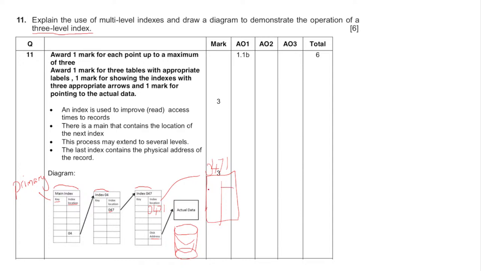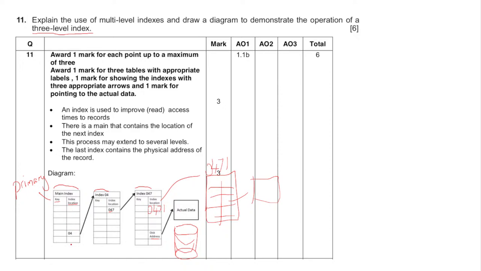And again, you'd have two columns in there, and it would point to disk address, and you'd have your final data, okay? It's really not that bad. All you have to do is remember what the table structure looks like. Main index, point to your next index, point to your next index, point to your next index, and then point to the data.